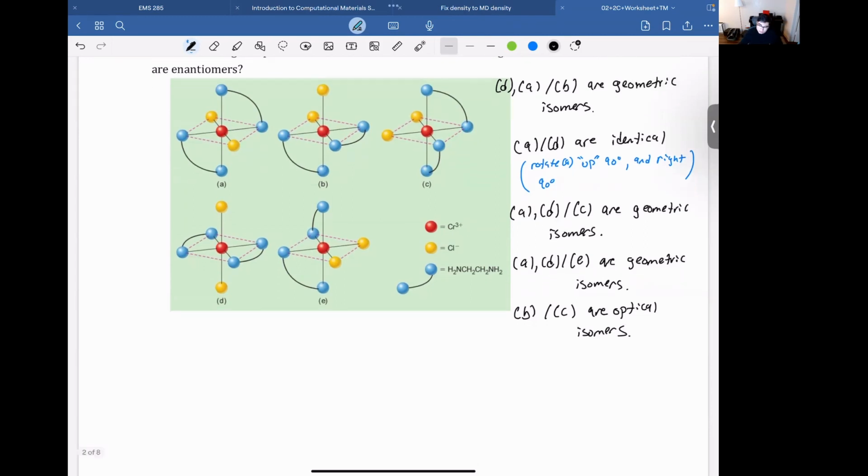All right. Then we look at E, or B to E. I won't go through this one fully, but if you rotate down 90 degrees and then to the right, B and E end up being identical. And then we know E is also an optical isomer to C. And I have to now append all of these. That's E. Okay.